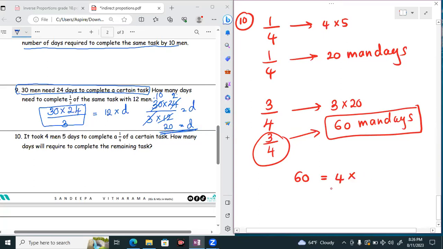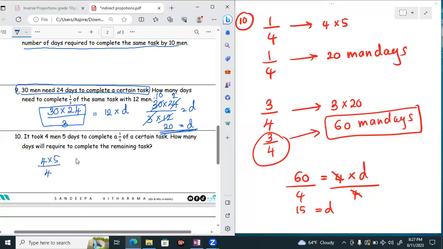For 4 men, how many days will it require? Then divide. So it is 15 days, no? 15 days. If you understand the question, it is 4 into 5 upon 4 times 3, because this gives 1/4, then this gives 3/4 of the work. To complete this by 4 men, how many days do we require? It is 4 times 5 times 3 over 4 into 4 equals D.